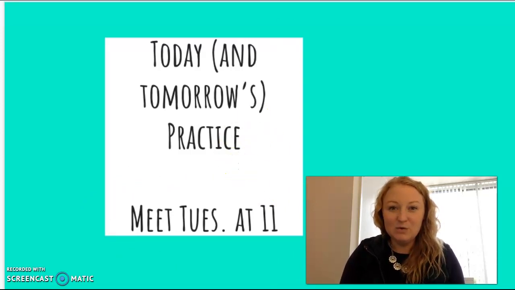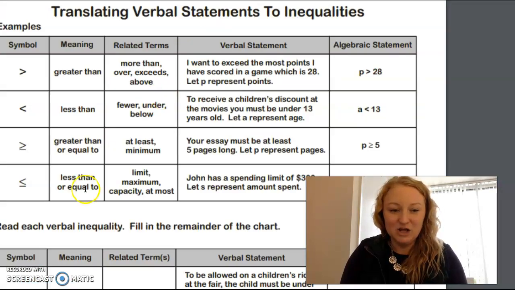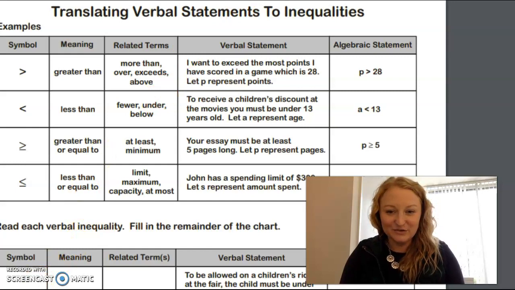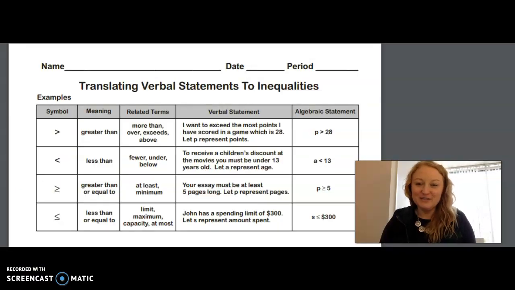All right, I'm going to take you over to the practice page. I'm going to pause for a moment so I can adjust the screen. All right, here we are. You will see a link to this on the assignment sheet that's posted on the West website. And again, this practice is for today, Monday, and tomorrow, Tuesday. Translating verbal statements to inequalities. You are just going to record your answers on a piece of notebook paper in your math notebook. So you're not actually going to be filling any of these boxes out. There's nothing to send back to me or turn in.